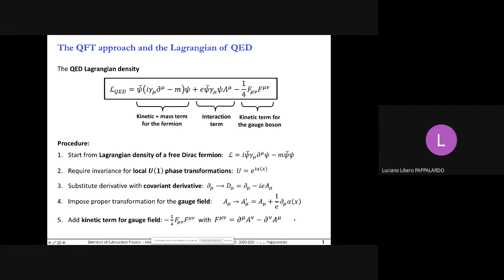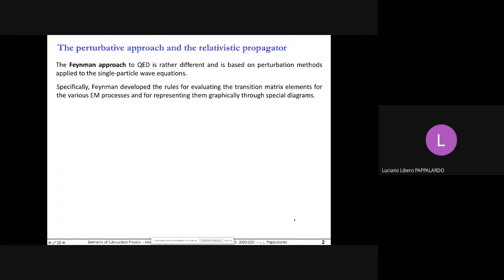Now, the Feynman approach to QED is rather different, and this is what we will study today, and is based on perturbation methods applied to the single particle wave function. And in particular, Feynman developed, as you know, the rules for evaluating the transition matrix elements for the various electromagnetic processes and for representing them graphically through spatial diagrams, the famous Feynman diagrams that we will study today.